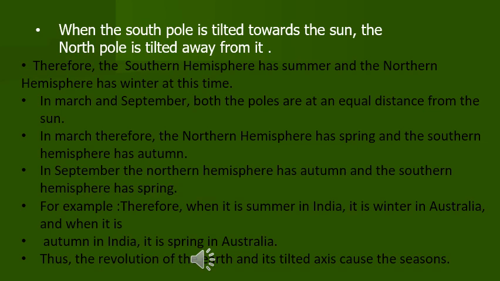When the south pole is tilted towards the sun, the north pole is tilted away from it. Therefore, the southern hemisphere has summer and the northern hemisphere has winter at this time. In March and September, both the poles are at an equal distance from the sun. In March, the northern hemisphere has spring and the southern hemisphere has autumn. In September, the northern hemisphere has autumn and the southern hemisphere has spring. Therefore, when it is summer in India, it is winter in Australia. And when it is autumn in India, it is spring in Australia. Thus, the revolution of the earth and its tilted axis cause the seasons to us.